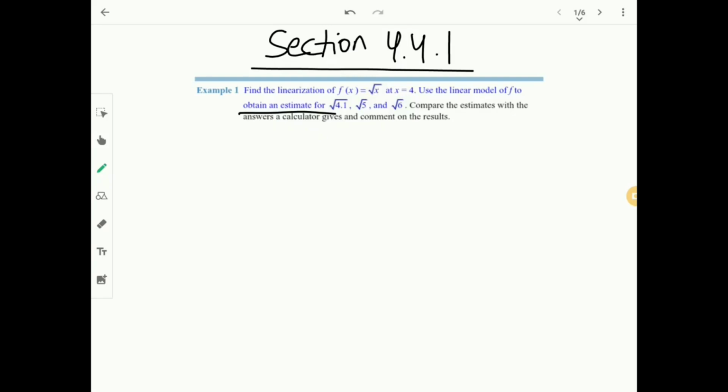So let's start with example 1, as this is on the revision sheet for the periodic. Find the linearization of f of x equals square root of x at x equals 4. Use the linear model of f to obtain an estimate for these values. Compare the estimates with the answers the calculator gives and comment on the results. I would give you guys a few seconds to solve, and let me just help you out. Split this question into 3 parts. Now when I've split it with these lines, it gives you certain steps to work towards. I'll give you guys a few seconds.